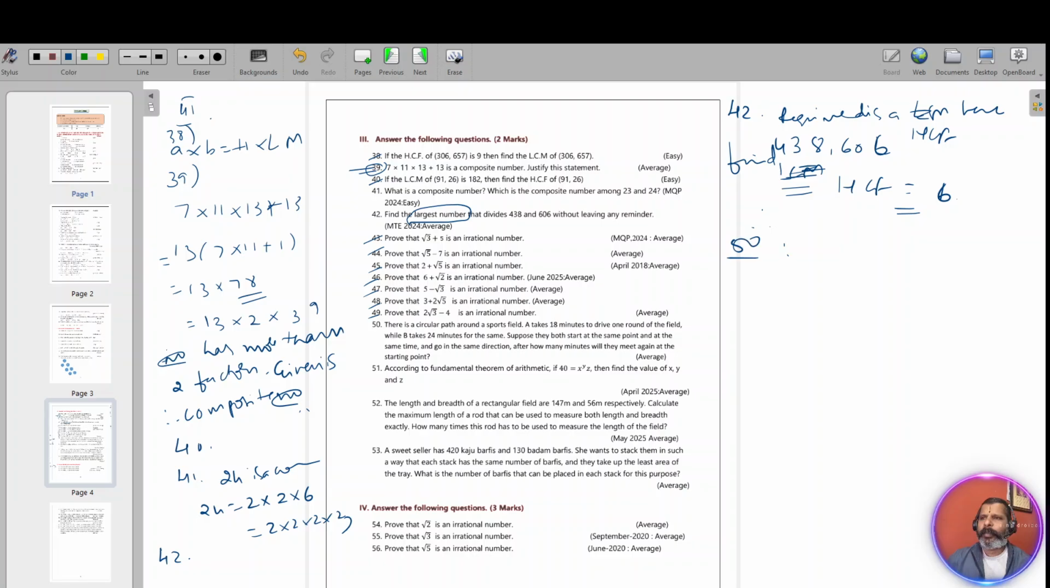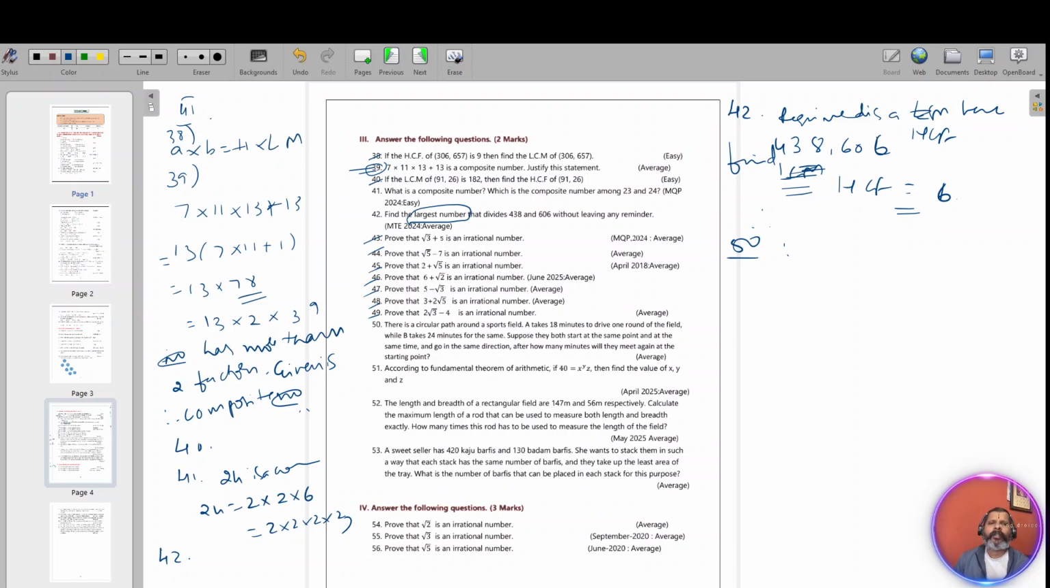A takes 18 minutes to drive one round. B takes 24 minutes for the same. Suppose they start at the same point and at the same time they go in the same direction. After how many minutes they'll meet again at the same point?